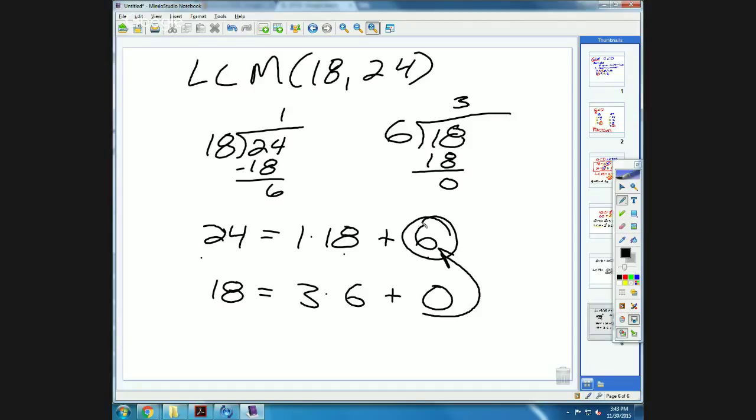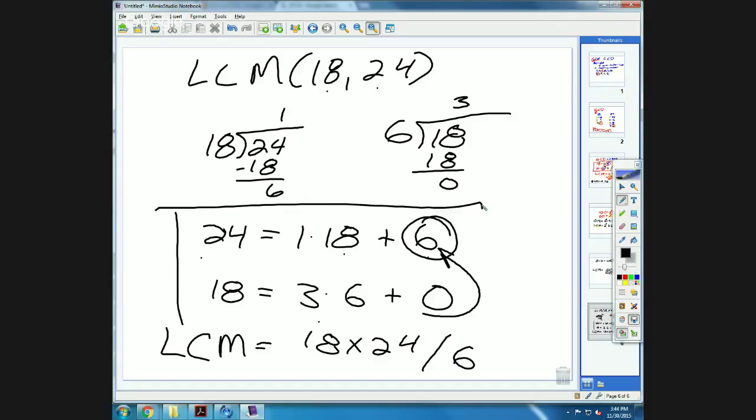Okay, so I said I was going to find the LCM. How can I use the GCD to find the LCM? Let's go the other way. We want to multiply our two numbers, 18 times 24, and then we want to divide by the GCD. That'll lead me to the LCM. But this division technique that leads to divisors is what's called the Euclidean algorithm. So we'll repeat that on a bigger set of numbers.